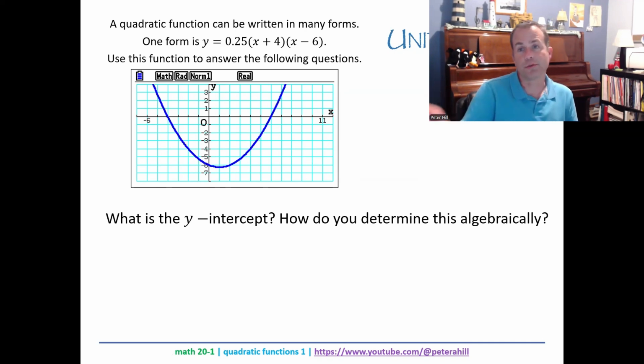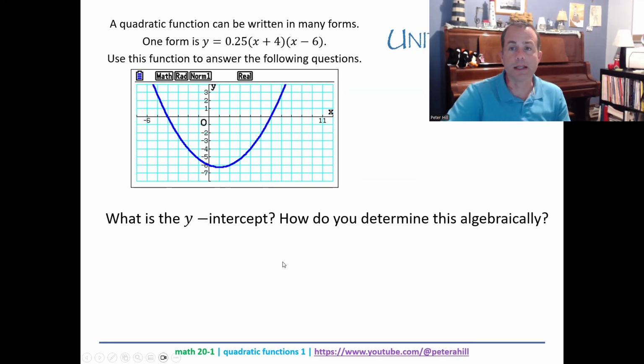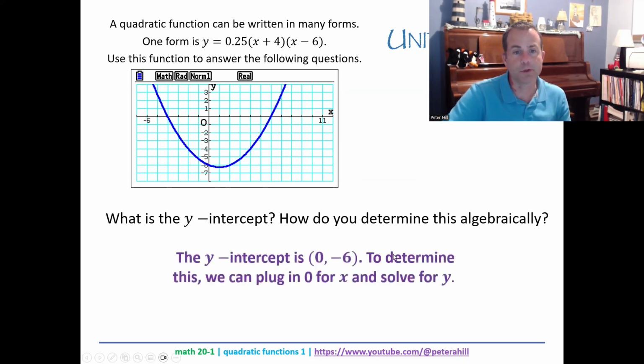I plugged in 0 for x, okay? So anytime you want a y-intercept, you're going to plug 0 in for x and determine what the y value is. So the y-intercept is (0, negative 6). To determine this, we can plug in 0 for x and solve for y, okay?